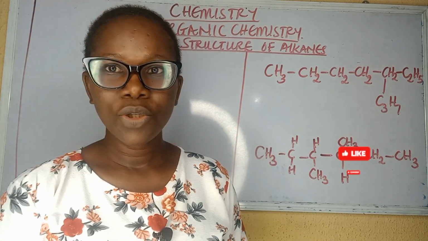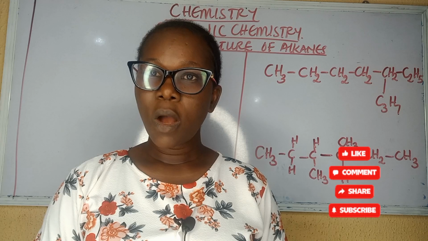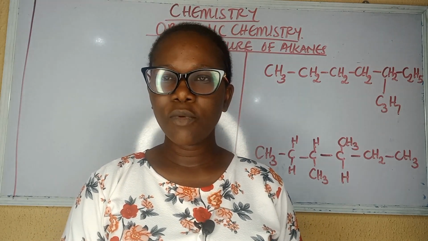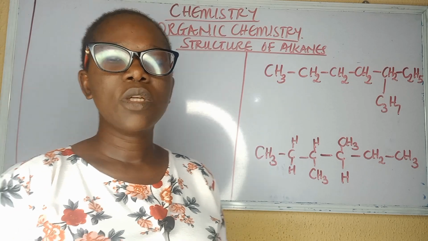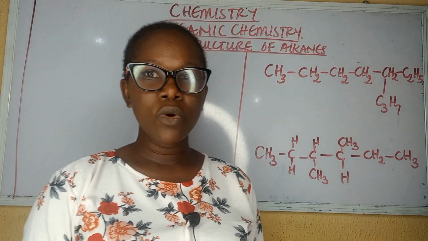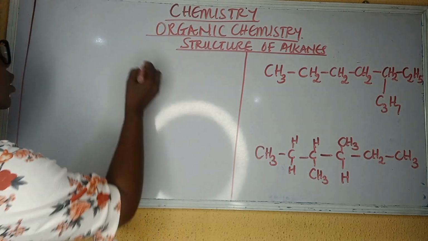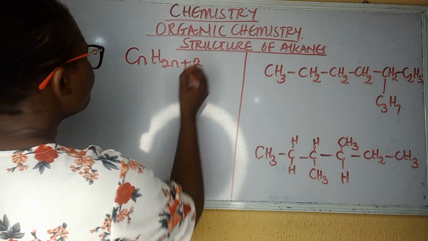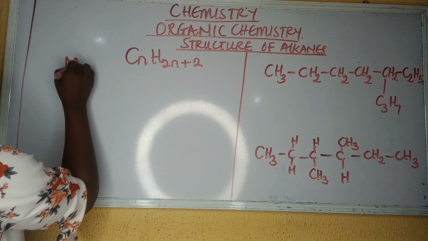Today I'm going to be teaching you the structures of alkanes. I'm going to start with the homologous series itself. Alkane is a homologous series, and I will show you the molecular formula of each member of the group, which is called homologs. Now, alkane has a general molecular formula of CnH2n+2, and the first member is methane.